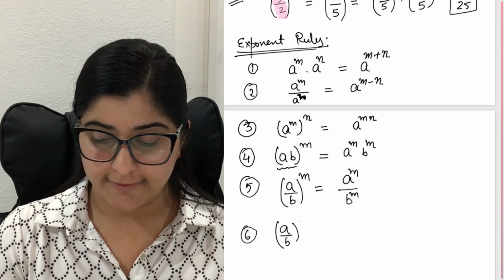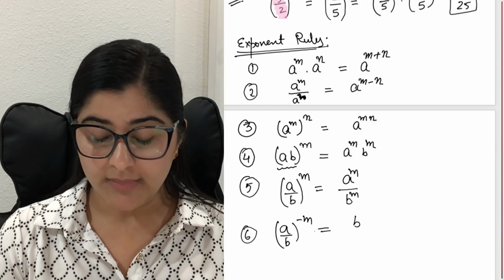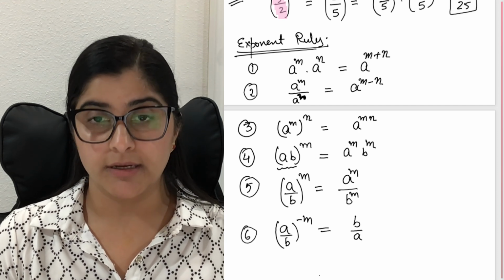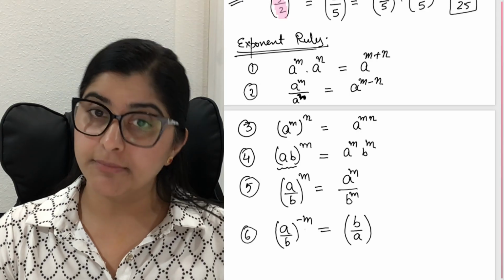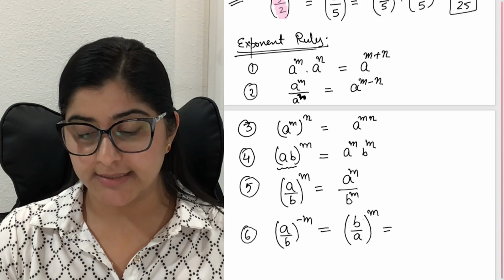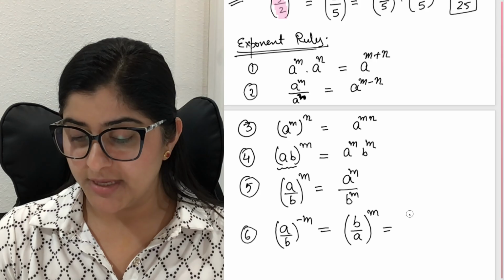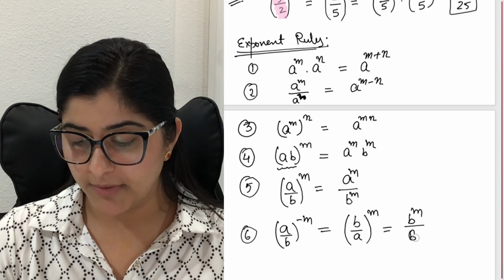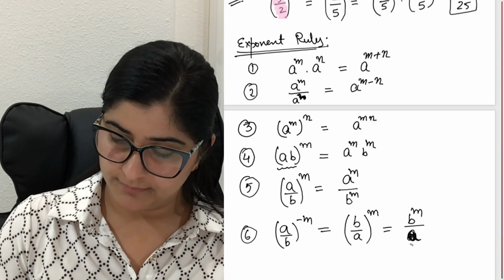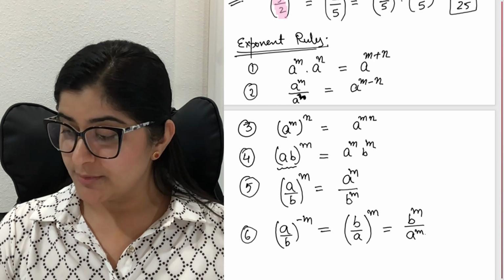So if you have the negative power, our first job is to make it positive. We have to flip the base. B is in the denominator, so when we flip that, B will go in the numerator and A will go in the denominator, and the number will remain the same, just it will change its sign. M becomes positive. So now you know that this M belongs to both the numerator and the denominator, B and A, so it is the power of B over the power of A. So these are the exponent rules.